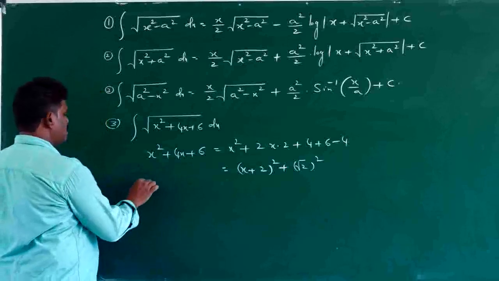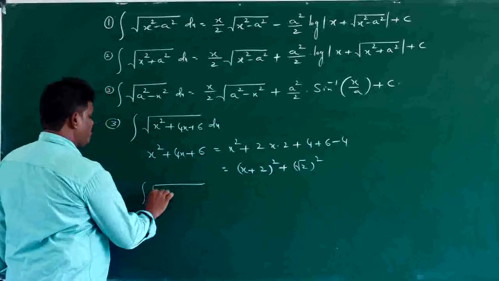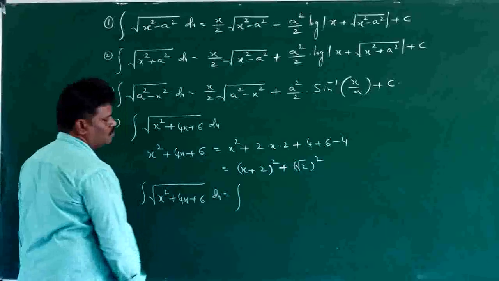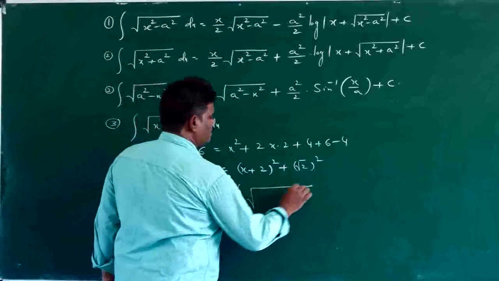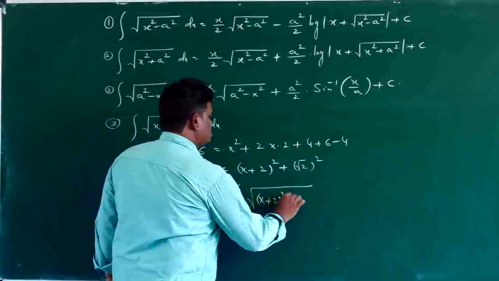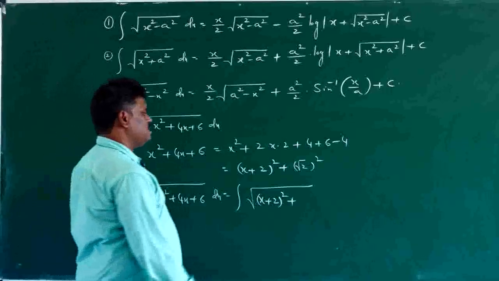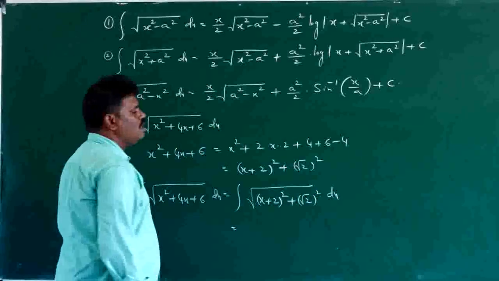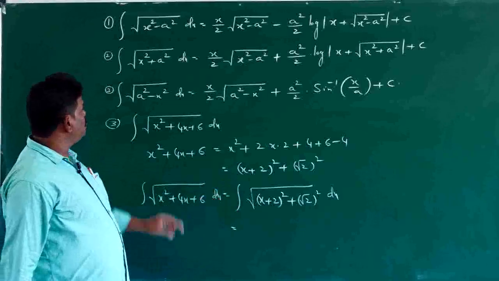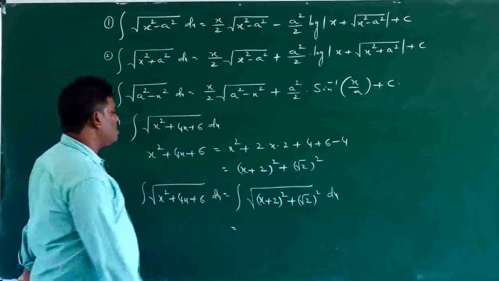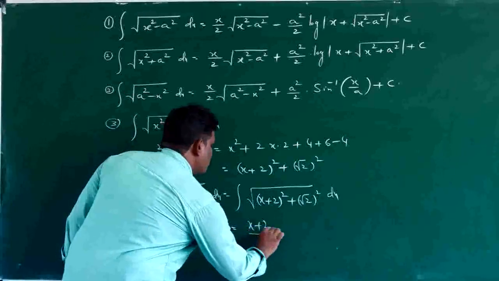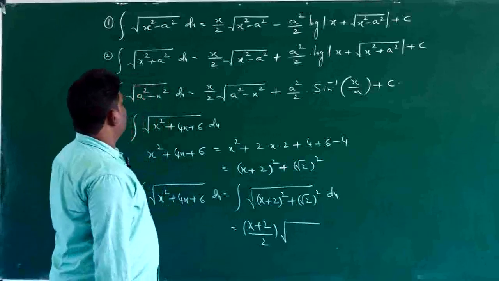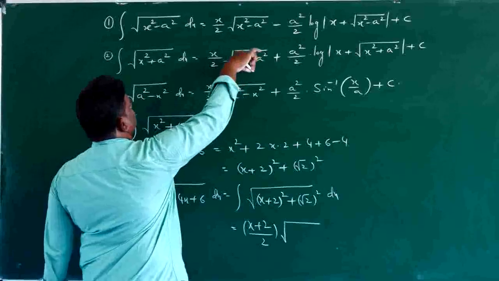Now the integral of square root of x square plus 4x plus 6 dx is equal to the integral of square root of (x plus 2) whole square plus (root 2) whole square dx. Now which formula in the three results? x square plus a square, the second one. Then we get x plus 2 by 2 into square root of x square plus a square.